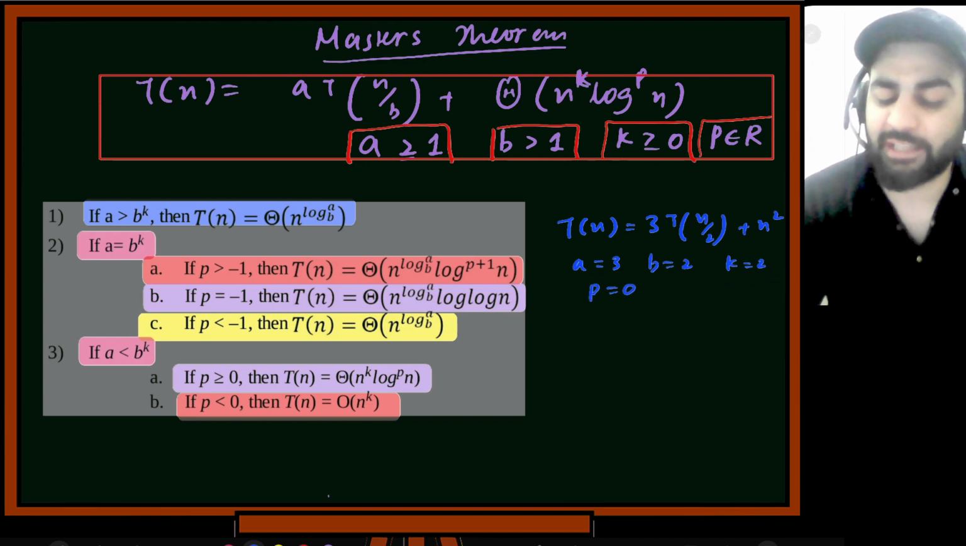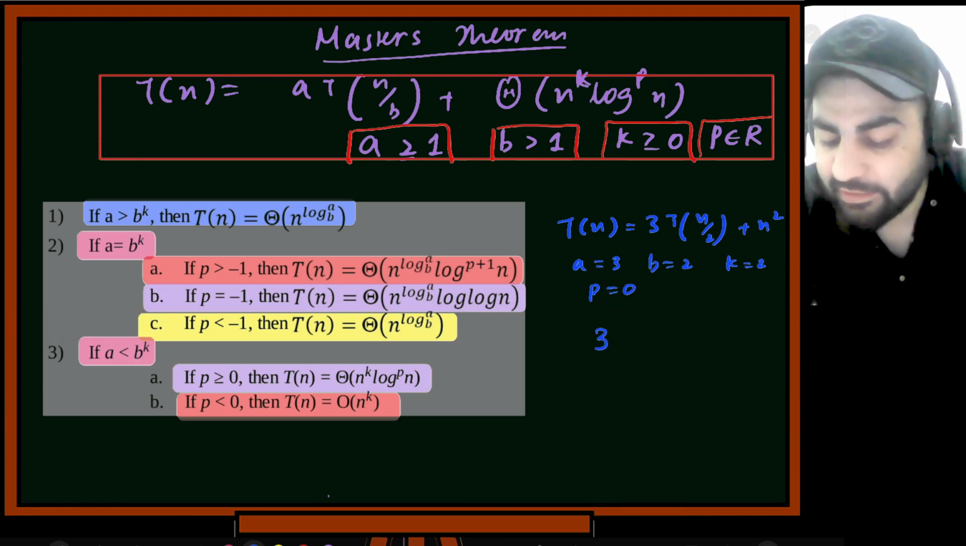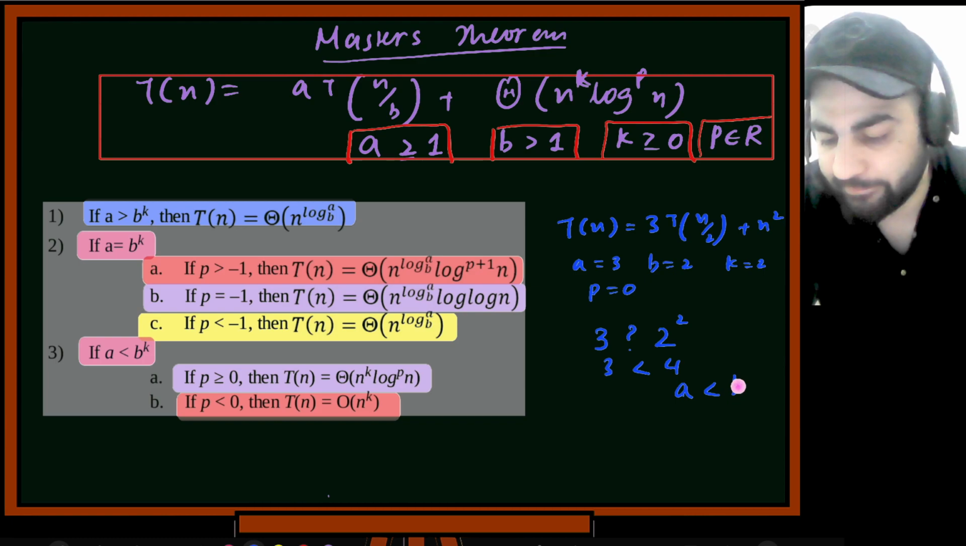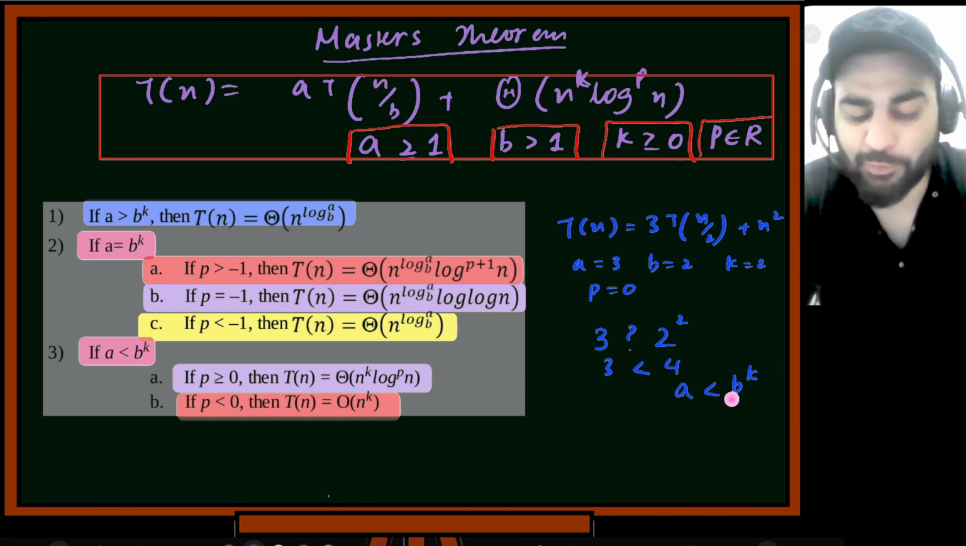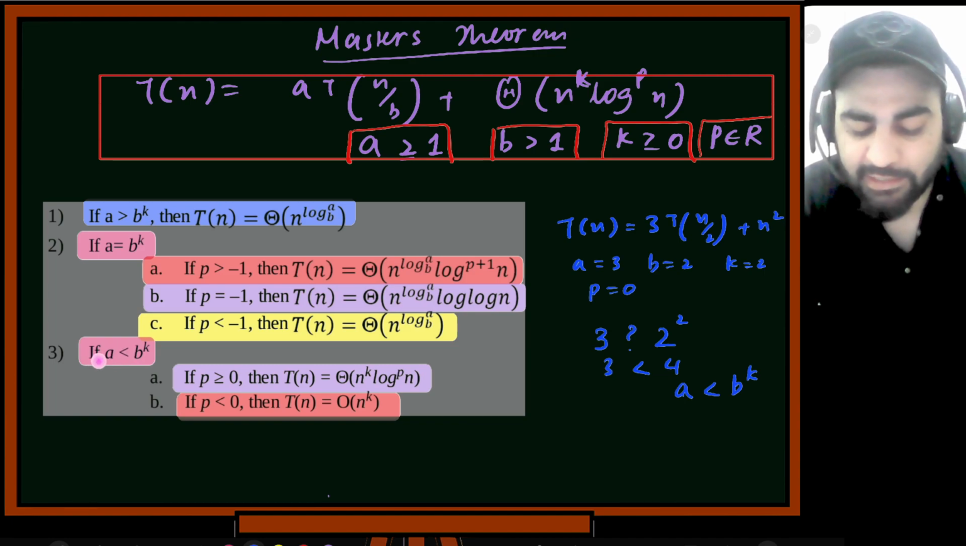Okay, now we'll check the case. What we'll check? If a is greater than b to the power k. What is a here? 3. Is it equal to b to the power k? What is b? B is 2. K is 2. 2 to the power 2. So we found that 3, 4. So 3 is less than 4. So a is less than b to the power k. So where does it fall? It falls under case 3. A is less than b to the power k.